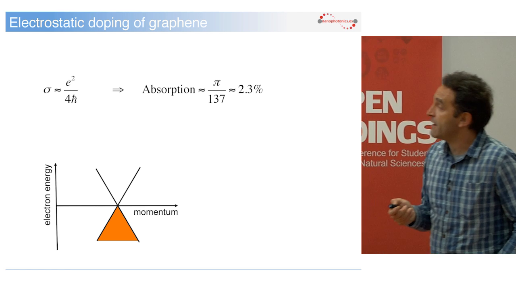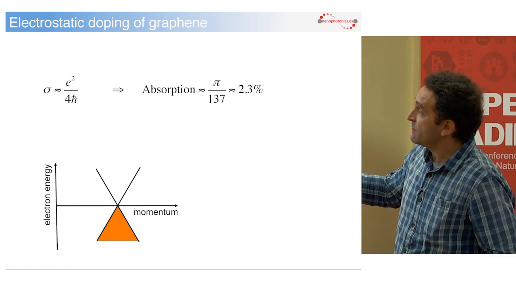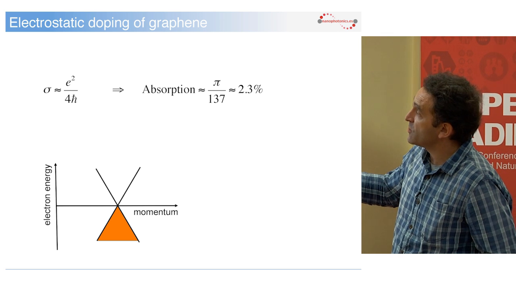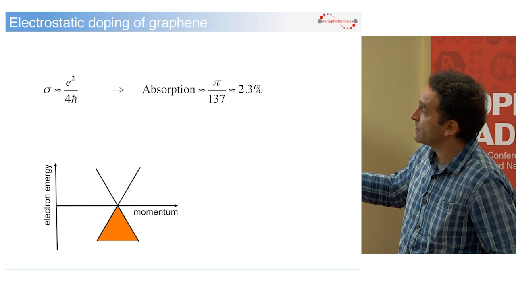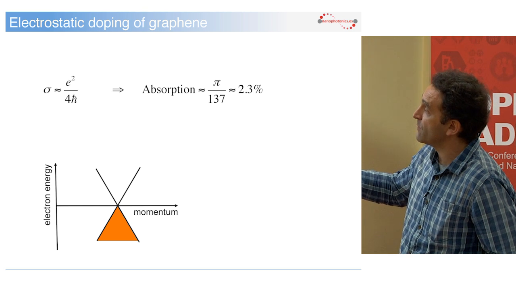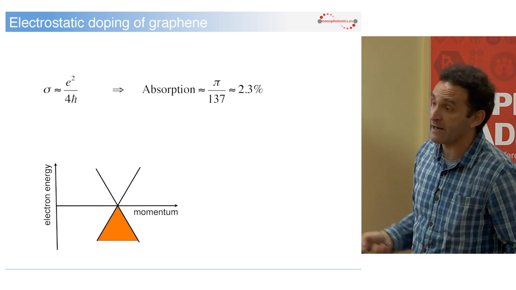Now, another feature of graphene is if you don't put any electrons at all, then for all possible photon energies, you can promote electrons from the occupied to the unoccupied band, from an electron here to a hole here, for almost any energy.